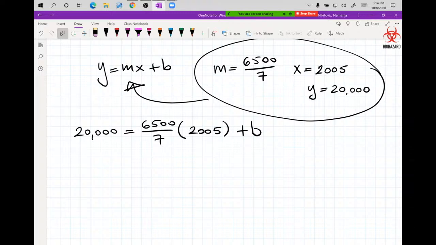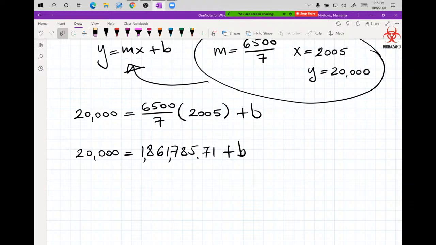So first, by PEMDAS, we need to solve this. And to solve that, you can either use the calculator or whatever, because again, these are large numbers. So we multiply 6,500 by 2005, and then we divide that number by 7. So we get this crazy number, which is okay. So we have 20,000 equals, when we compute all of this in a box, we get 1861785.71 plus b, and we separate this like that.